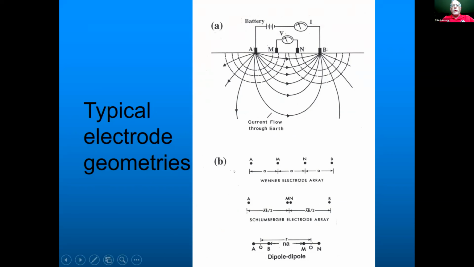arrays that we use. The Wenner, sometimes called the Venner array, where everything is equally spaced. The Schlumberger, where the MN is really close together, the AB is separated. And then finally, the dipole-dipole. So the dipole-dipole is used mostly for 2D work. The Wenner and the Schlumberger are used for 1D work.